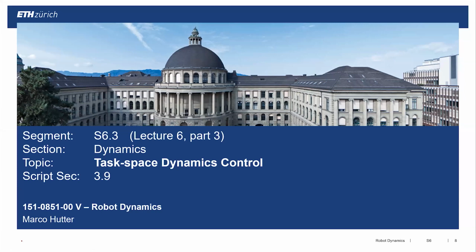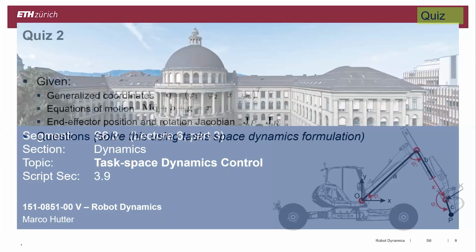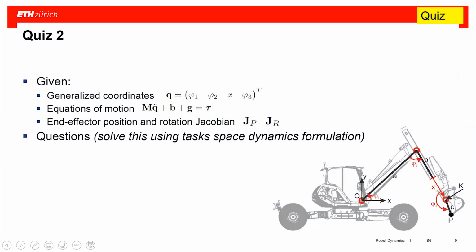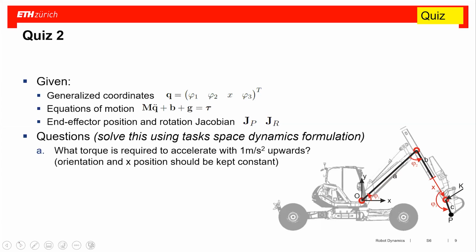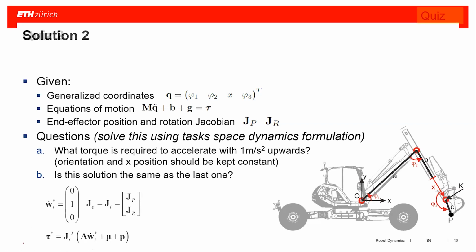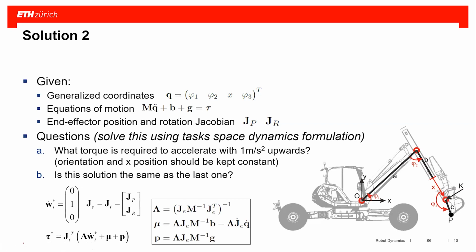Then we moved on with task space dynamics control. So exactly the same problem here. The question was what torque is required to accelerate with 1 meter per second upwards. And again, orientation should be kept constant, X and orientation. So we assume the same thing as before, that we are at 0 velocity. And then again, a question regarding uniqueness and what the solution is, whether it's the same as the previous one or not. Now, what do we have to do for this?